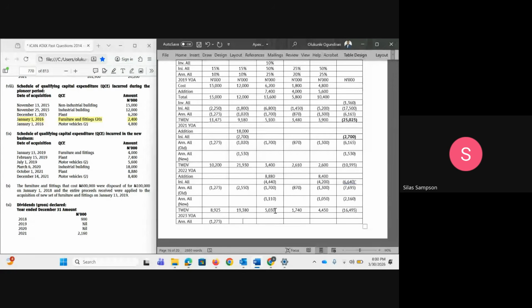All right, sir. So I was saying that for this kind of thing, when you get to this point, you have to be careful. You did not write the total capital allowance for 2022 year of assessment. I wrote it on this 16495.